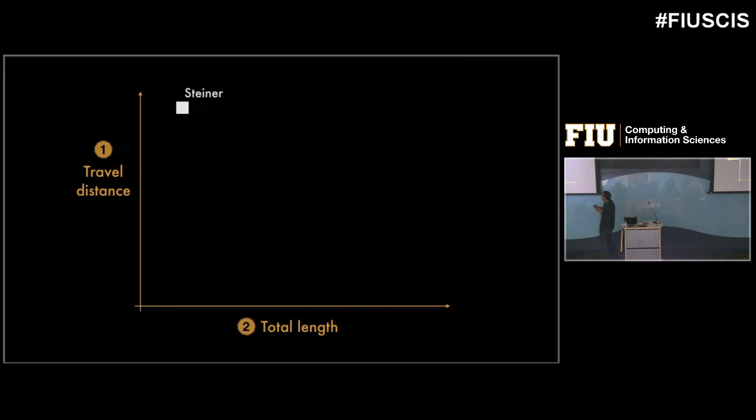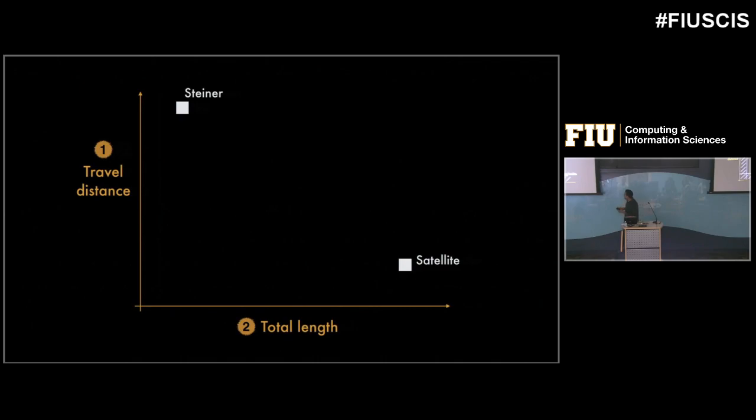The first is the Steiner tree. This guy has very low total length, but for some of these guys way out in the suburbs, they're going to have a long way to travel around to get there. So they're going to have a very high travel distance. The satellite tree has a very large cost, but is great in terms of its travel distance.